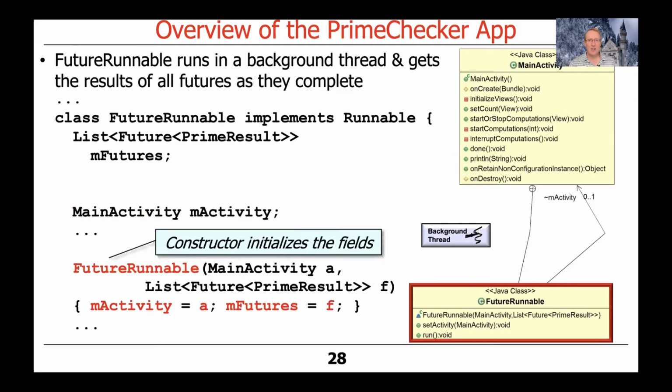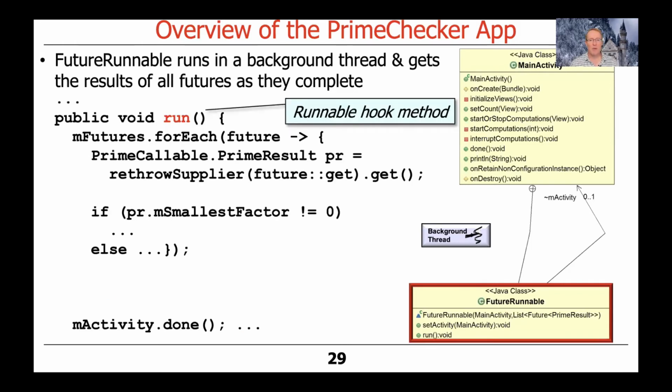And then here's the constructor. The constructor simply stashes away the activity and the list of futures in its fields. And here's the run hook method. This run hook method is what's used when this second thread is run, and this runs off the main thread to avoid blocking the main thread.